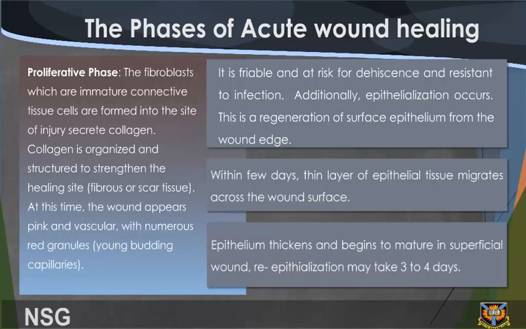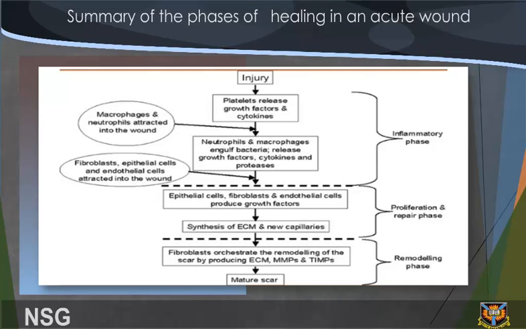epithelialization occurs. This is a regeneration of surface epithelium from the wound edge. Within a few days, a thin layer of epithelial tissue migrates across the wound surface. Epithelium thickens and begins to mature in a superficial wound. Reepithelialization may take 3 to 4 days. Summary of the phases of healing in an acute wound. See diagram.